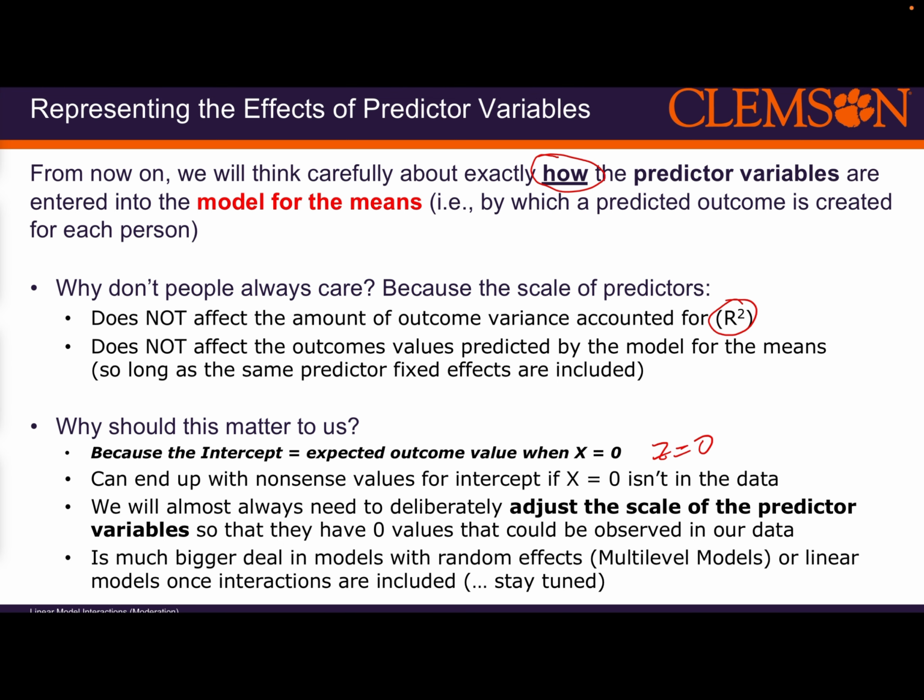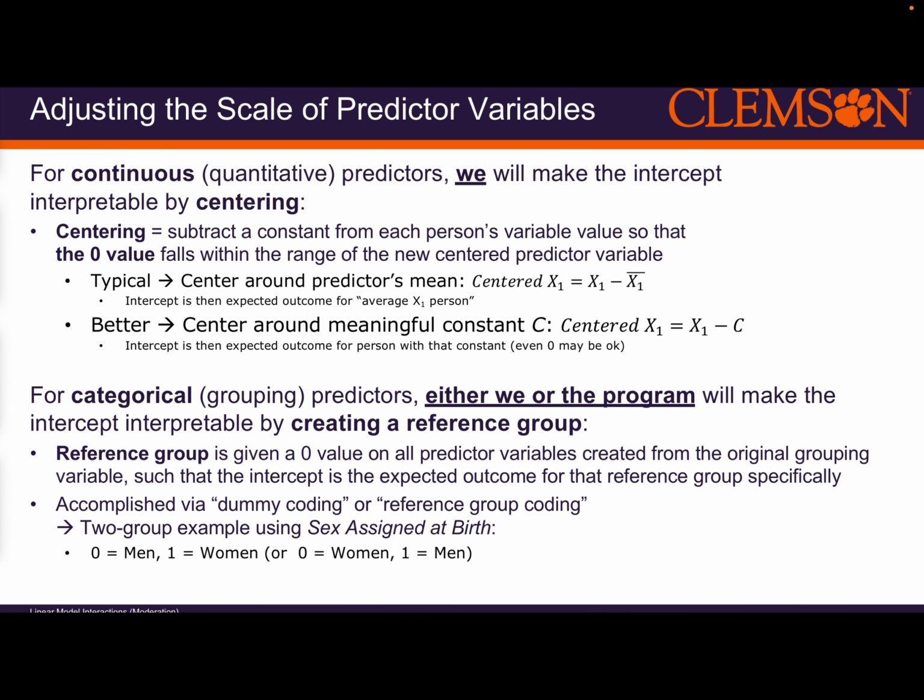We can end up, again, with nonsense values if we're not careful about what our predictors happen to be. We will almost always need to deliberately adjust the scale of the predictor variables so they have 0 values that could be observed in our data. And that's in part, again, moving forward with an eye toward multilevel models or mixed effects models. But it especially matters in the case of interactions, and we're going to talk about that in this lecture.